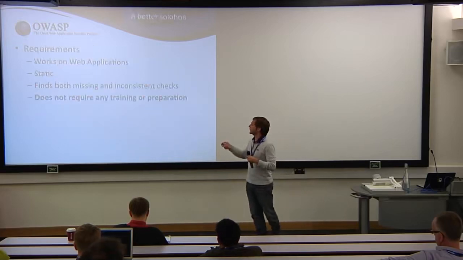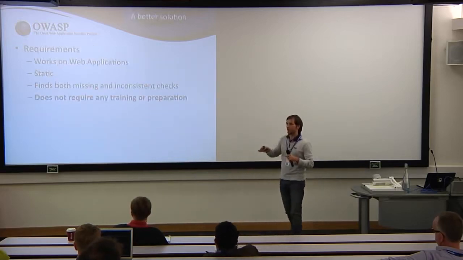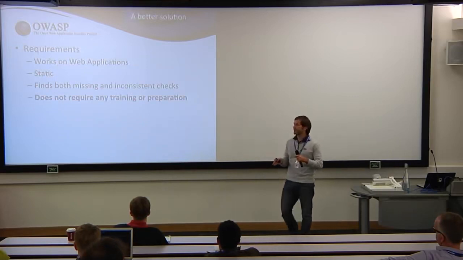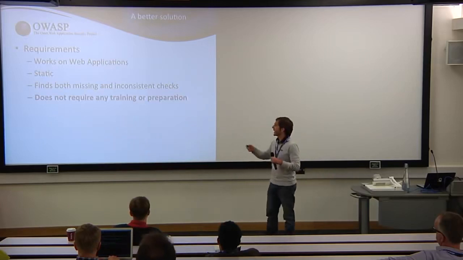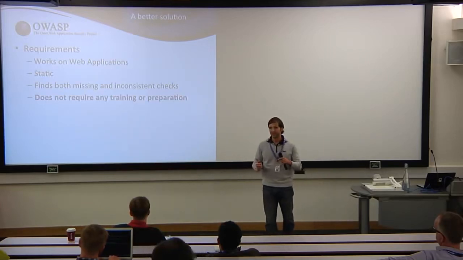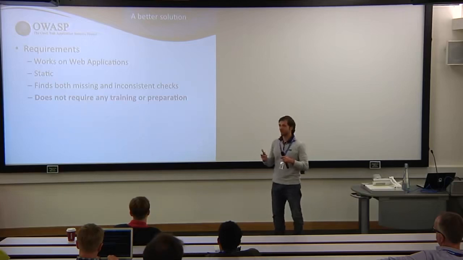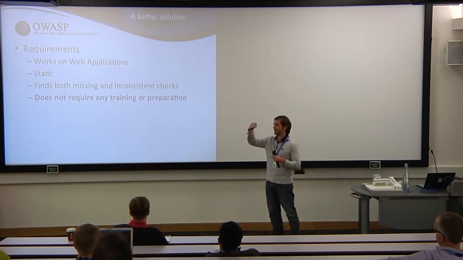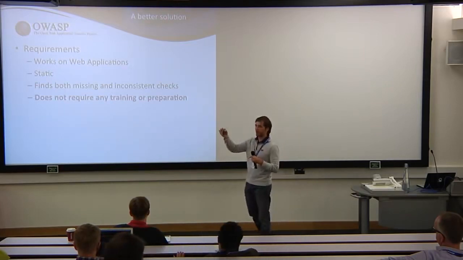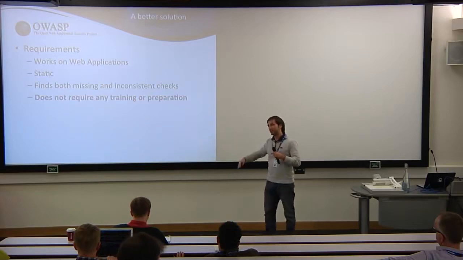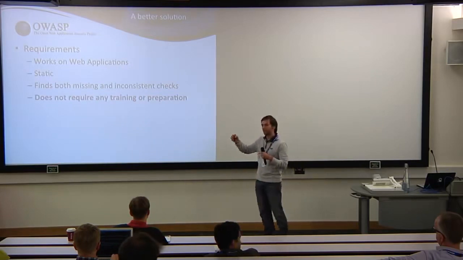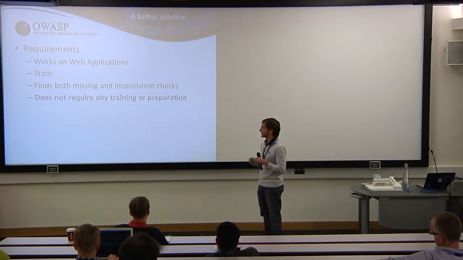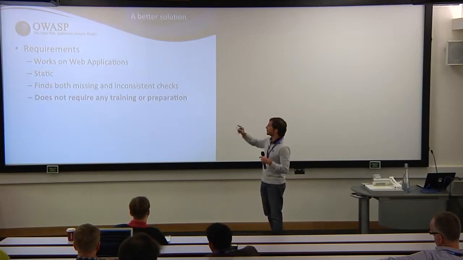So what we are trying to find is a solution for web applications that is purely static, so we can scale it and run it on thousands of applications very quickly, and that finds both missing authorization checks and also inconsistent checks. So things like: this function can be accessed through this path here, asking, for example, for an administrator role, and through this other path it can be accessed without being an administrator. Just by being authenticated into the application, you can execute the exact same code.